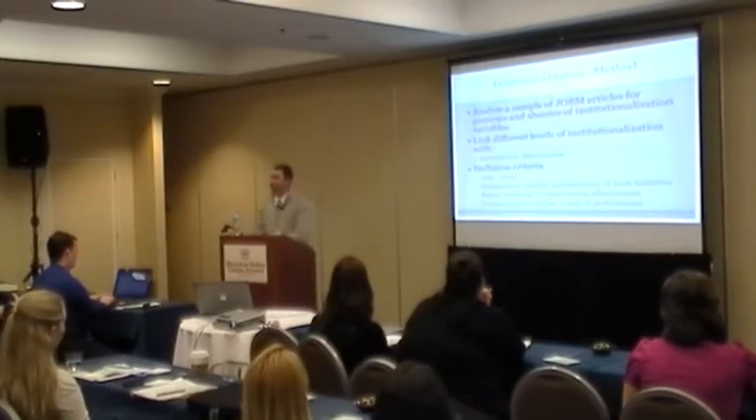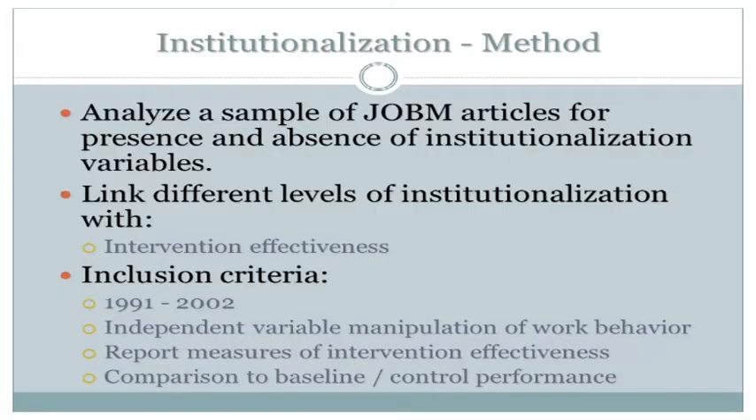Now, I didn't want to stop there, so I did a bit of a literature review, a quantitative literature review, and I coded JOBM articles for presence and absence of these 4 institutionalization variables. And I wanted to link them with different levels of intervention effectiveness. For each study that we looked at, we developed an index of effectiveness. How good was the intervention?